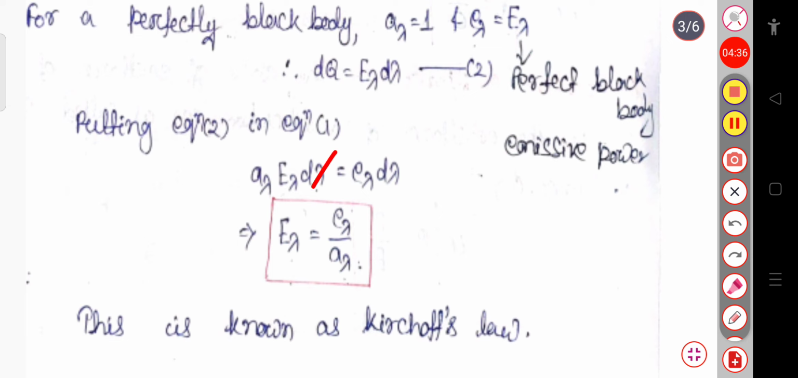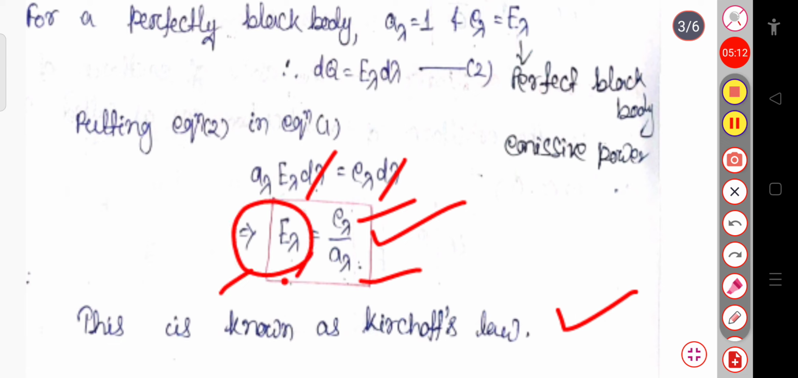So, cancelling this d lambda, capital E lambda will be equal to small e lambda divided by A lambda. This is known as Kirchhoff's law. What is Kirchhoff's law? The ratio of the emissive power to the absorptive power, for a given wavelength at a given temperature, is the same for all bodies, and it is equal to the emissive power of the black body at that temperature.